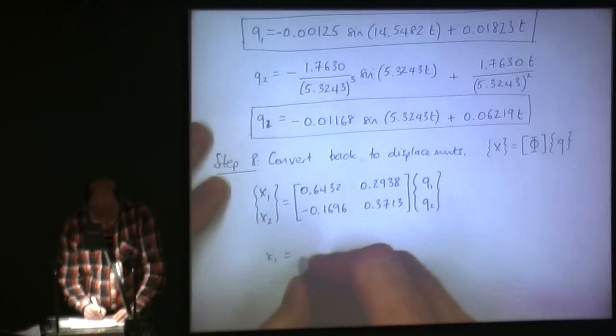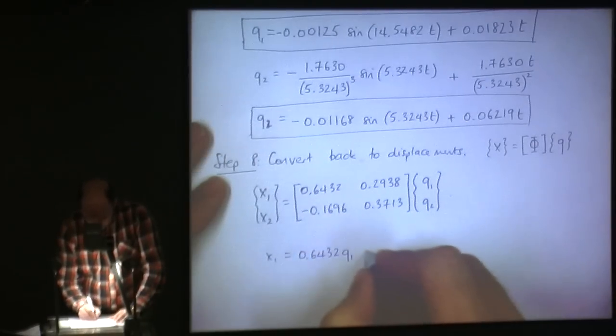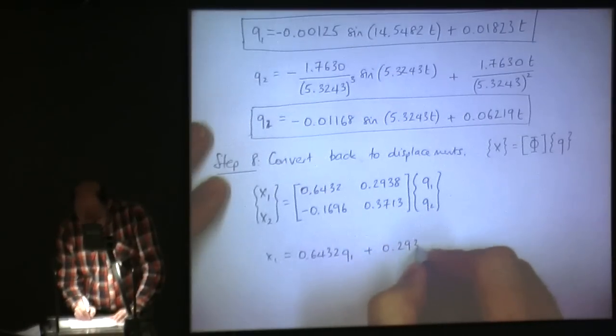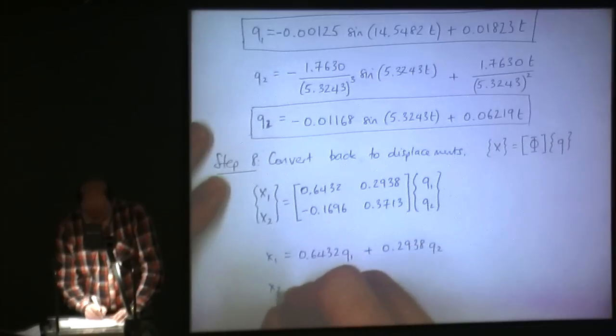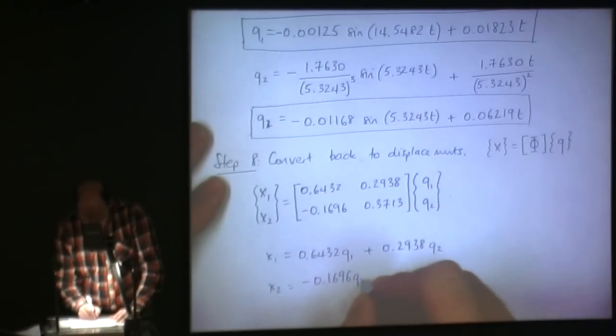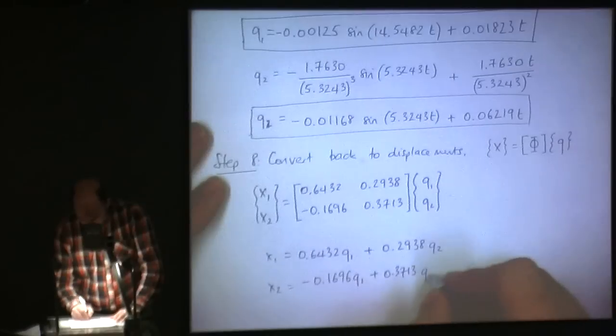So X1 is 0.6432 Q1 plus 0.2938 Q2, and X2 is minus 0.1696 Q1 plus 0.3713 Q2.